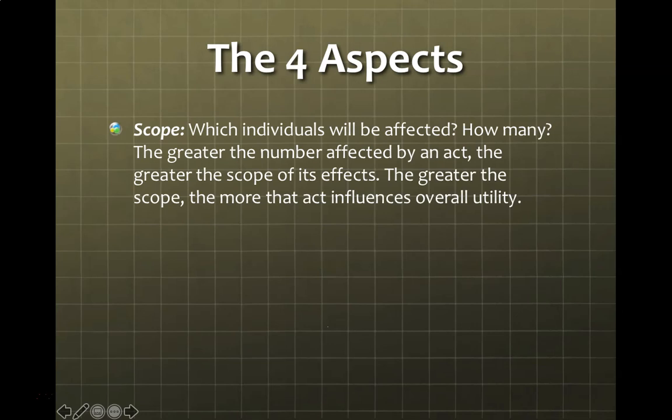So we might ask, which individuals will be affected? How many? The greater the number affected by an act, the greater the scope of its effects. The greater the scope, the more the act influences overall utility.